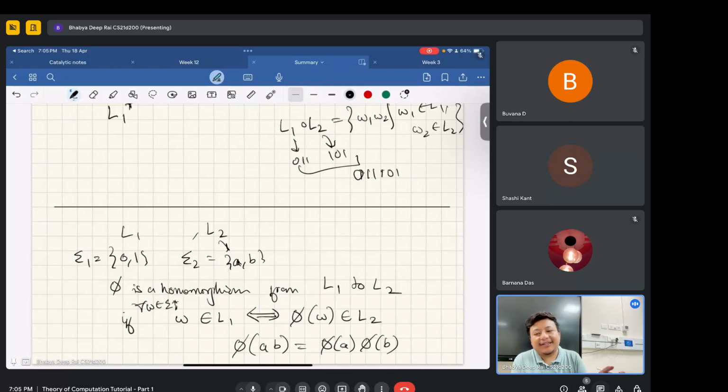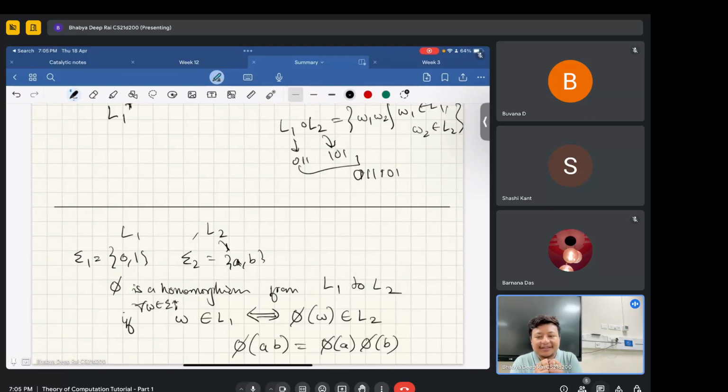It's not necessary that the alphabet is 0 1 and A B, it could be other alphabets, but you get it. On doing this kind of mapping, if the original word is in language L1, then the word that you are mapping, phi of w, will necessarily be in L2, and the other way around also. So what does this say? This means there exists a homomorphism from L1 to L2. That is what you mean.